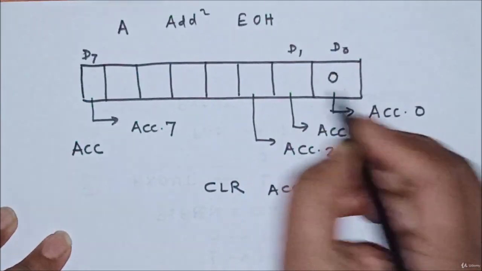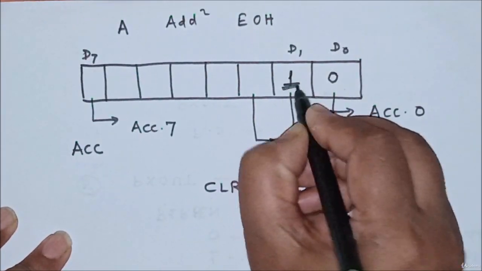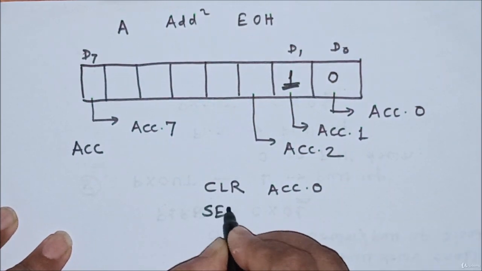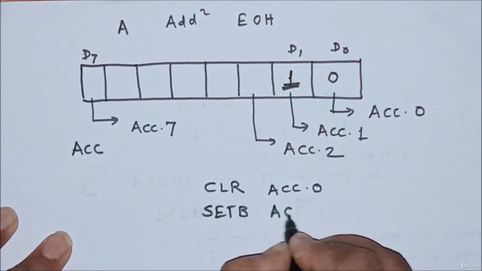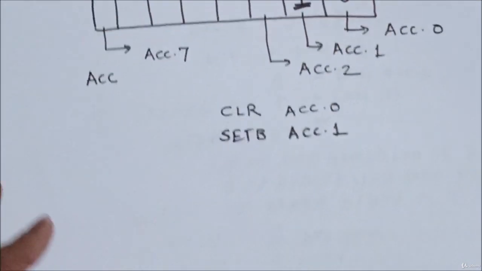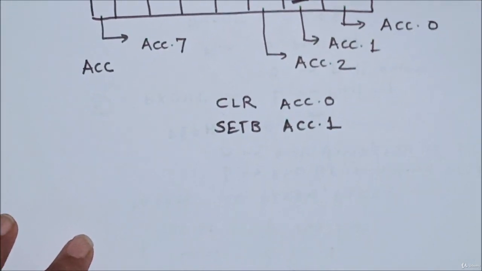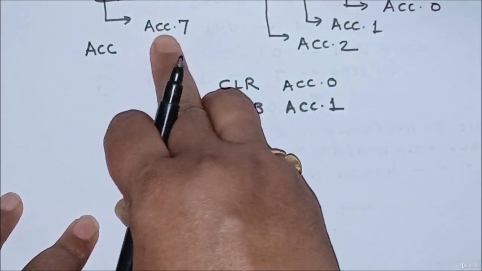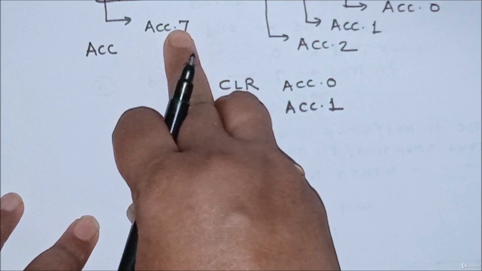To set this particular bit, suppose I want to store 1 in ACC.1, the instruction used is SETB ACC.1. This instruction we'll discuss in detail in another lecture. So this is about accumulator. Only for accumulator this different name ACC is used.